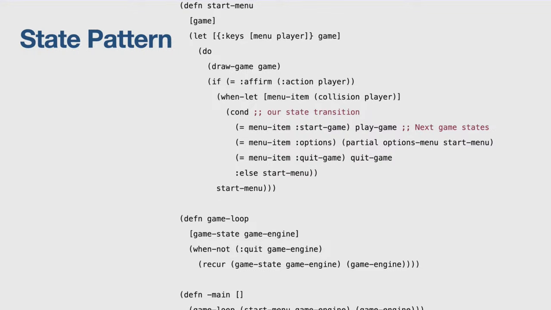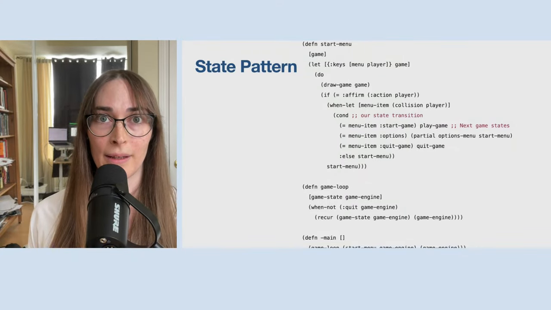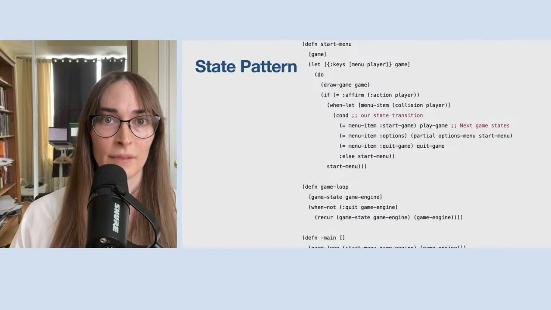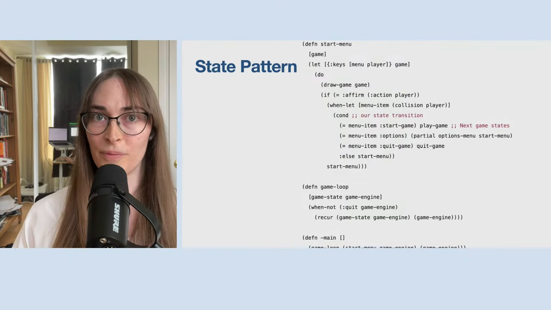Play game is then bound to game state and the next call of game loop, or the next recursive call in game loop. This way, we can fill out the rest of the finite state diagram from the previous slide. And the really cool thing about this is that it should actually work in any functional programming language, so long as the recursion is not lazy. I like to use the example of Haskell, but I haven't played around with Haskell in a while.